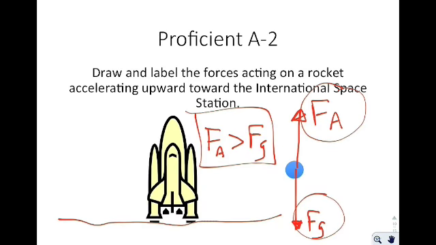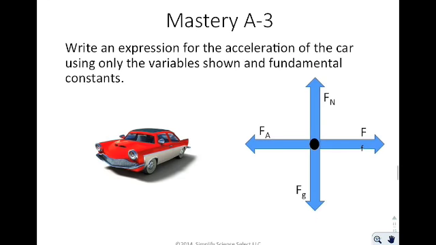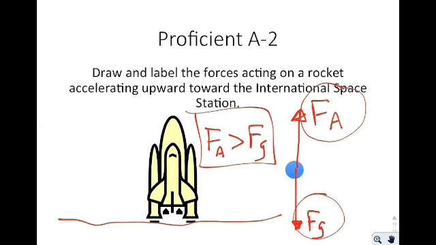Next, we have the mastery level question. It says write an expression for the acceleration of a car using only the variables shown and fundamental constants. This is a tricky question. So if we were to look at it, let's see what we know.